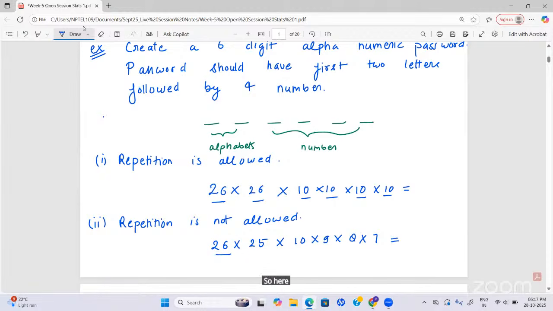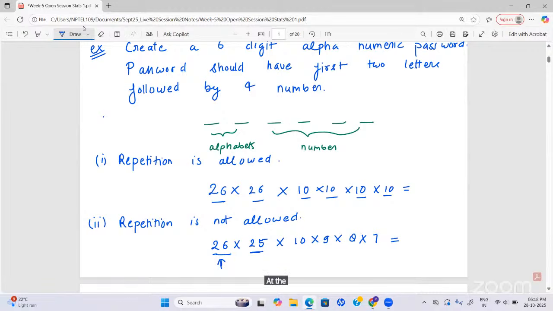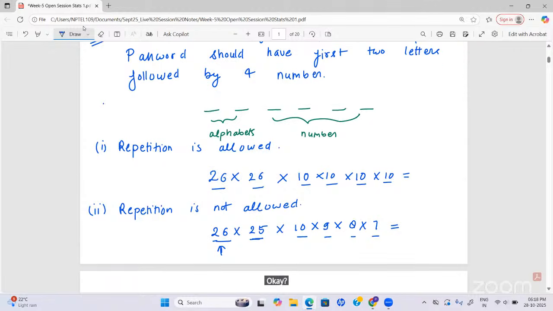Here you can see that you have 2 places for letters, for alphabets. The first can have 26 possibilities, and then for the second position we can have 25 possibilities, because one letter we have already filled at the first place. Similarly we can do it for the numbers. Can we do it like 26C2 into 2 factorial ways for the alphabets, and for the numbers 10C4 into 4 factorial ways? Yes.